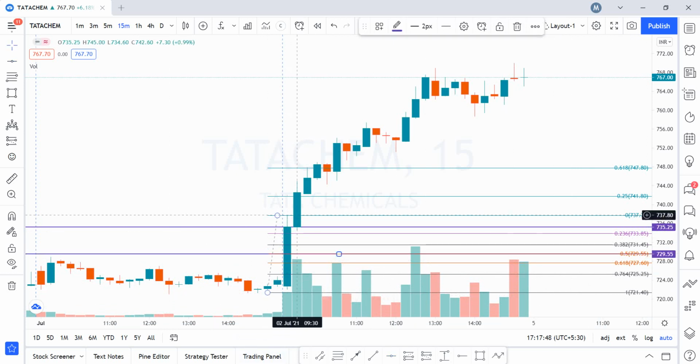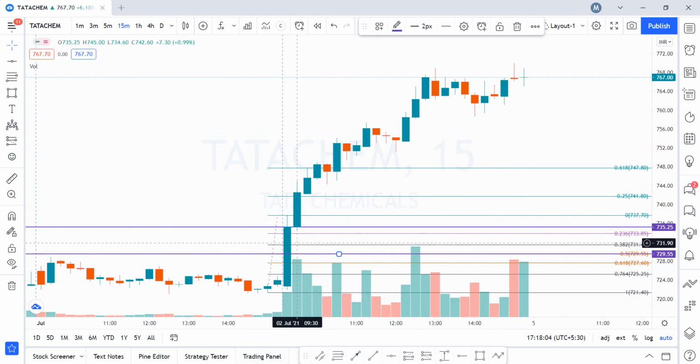If the stock pulls back and breaches this 50% retracement, we will be exiting the trade, because then it will be confirmed that this is a reversal. No longer might this stock continue its uptrend. So this is my stop loss level.